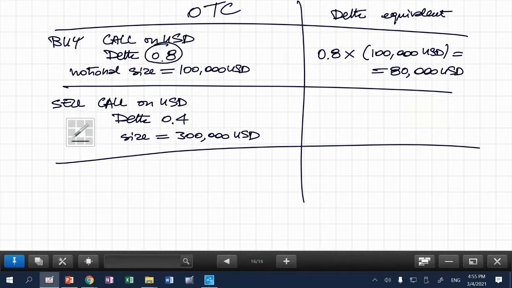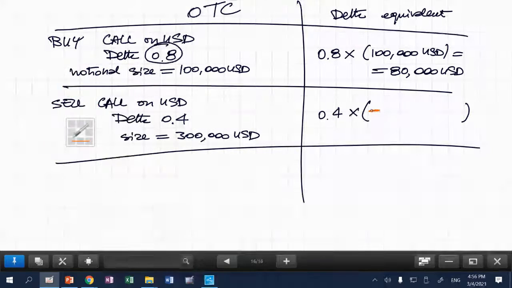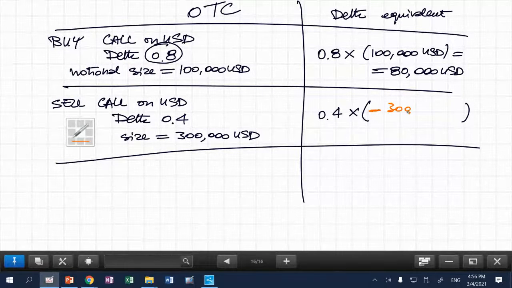If we model the second contract in the same way, what can we say? The second contract, in which you sell a call option, is a bullish or a bearish position on the dollar? If you sell a call, it's a bearish position on the dollar, and it has only 40% of the sensitivity as opposed to having sold 300,000 dollars. So the equivalent is 0.4 multiplied by, attention, minus $300,000.